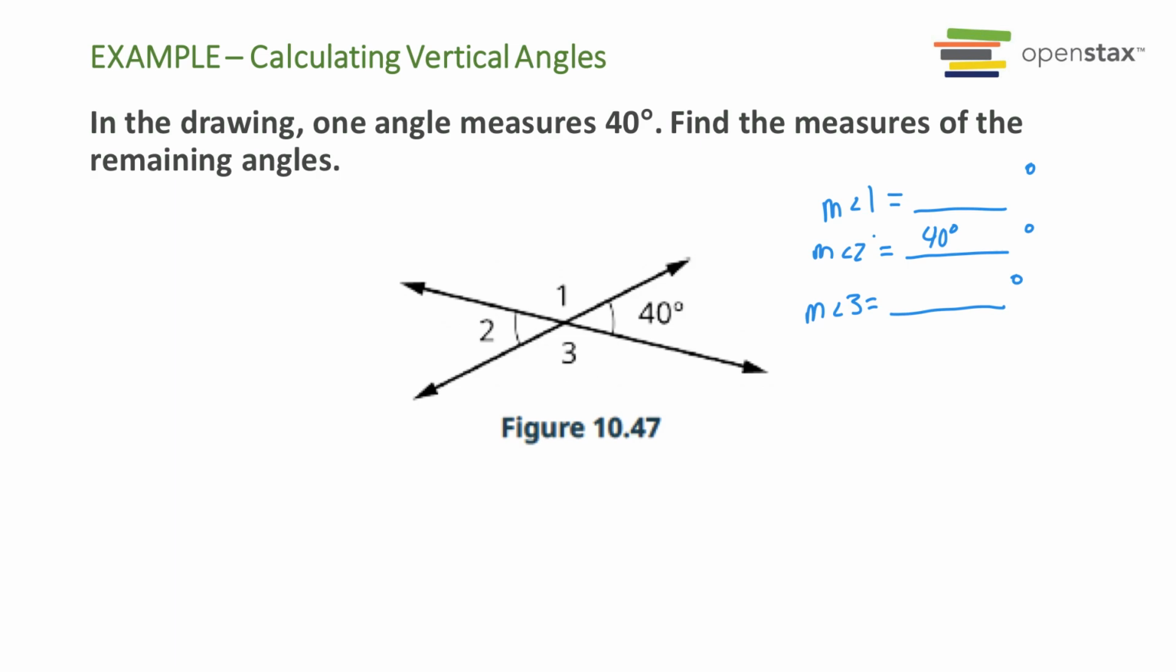The next angle we can find is either 1 or 3 because they make a straight line together, and that means they're supplementary. So the measure of angle 1 plus 40 degrees has to add up to 180 degrees. If we subtract 40, the measure of angle 1 has to be 140 degrees. And that's awesome because now that we have the measure of angle 1, we get the vertical angle, angle 3, for free. So we know that it also has to be 140 degrees.